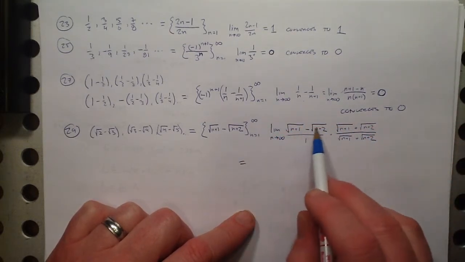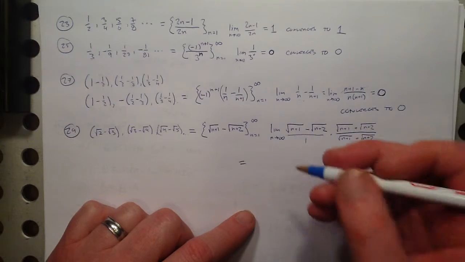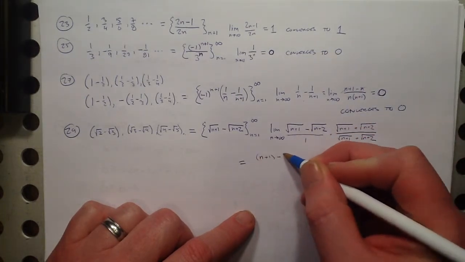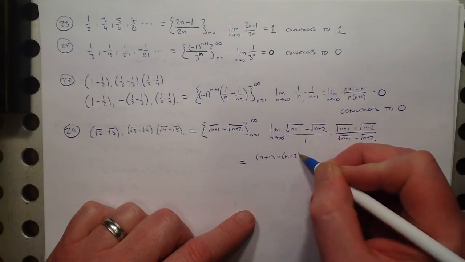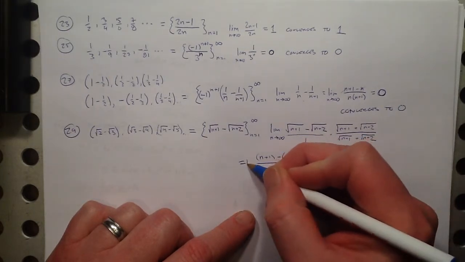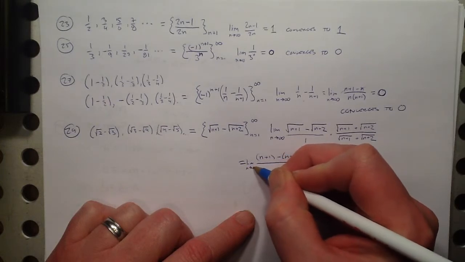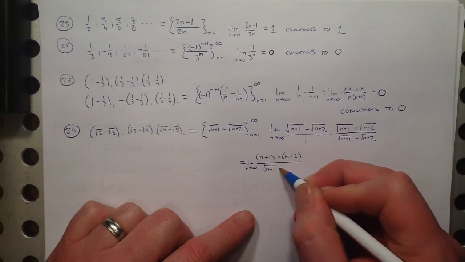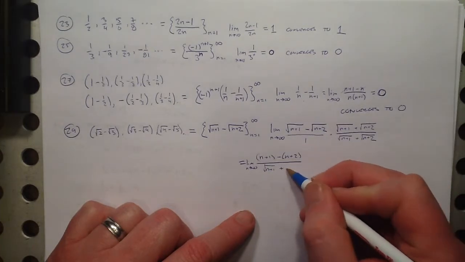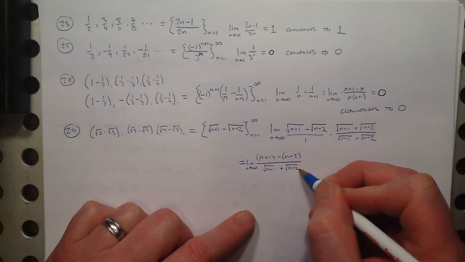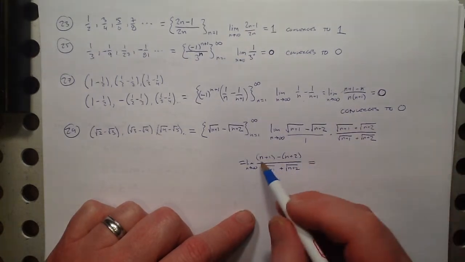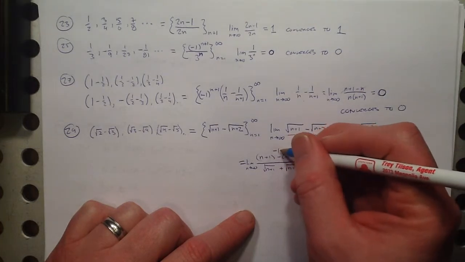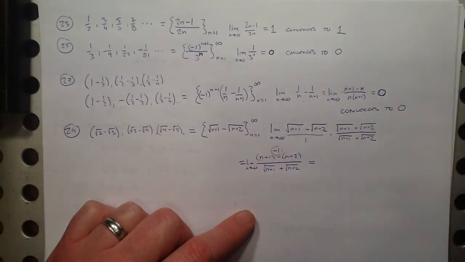That gives me, when I do that, this is the difference of two squares. That gives me n plus 1 minus n plus 2 on the top. And on the bottom, I have the square root of n plus 1 plus square root of n plus 2. On the top here, n minus n cancels. 1 minus 2, that's negative 1. That's what that's equal to on the top.